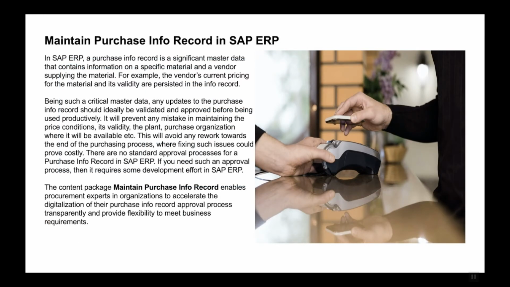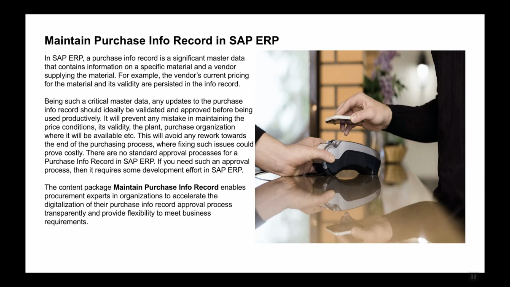A purchase info record is a significant master data in SAP ERP that contains information on a specific material and a vendor supplying that material. For example, the vendor's current pricing for the material and its validity are available in the purchase info record, along with other information like the plant, the purchase organization, etc.